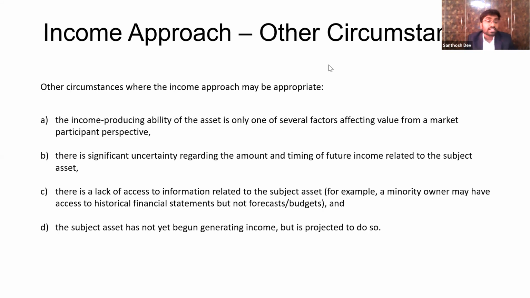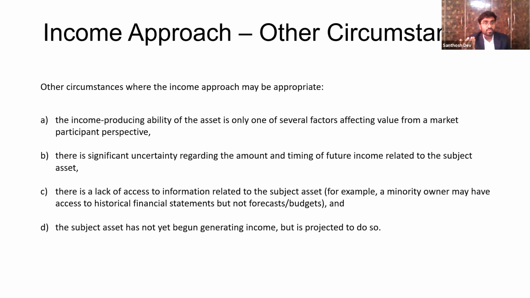You are trying to understand whether the value you're getting from the market approach or cost approach differs only a little, or whether there is a huge variation. If there is a huge variation between the two, then you'll have to go back to the drawing table and find out why, if income is one part of this asset's value, you are still getting a huge variation. Another case: there is significant uncertainty regarding the amount and timing of the future income. Again, you cannot use it as a primary source, but you can use it as a secondary source to make a verification.